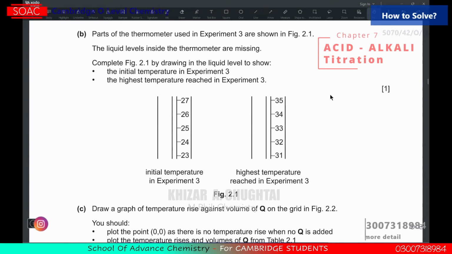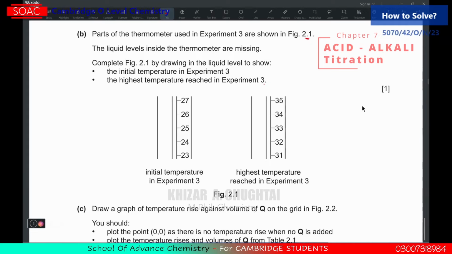Part of the thermometer used in experiment 3 is shown in figure 2.1. The liquid level inside the thermometer is missing. Complete figure 2.1 by drawing in the liquid level to show the initial temperature of experiment 3 and the highest temperature reached in experiment 3.